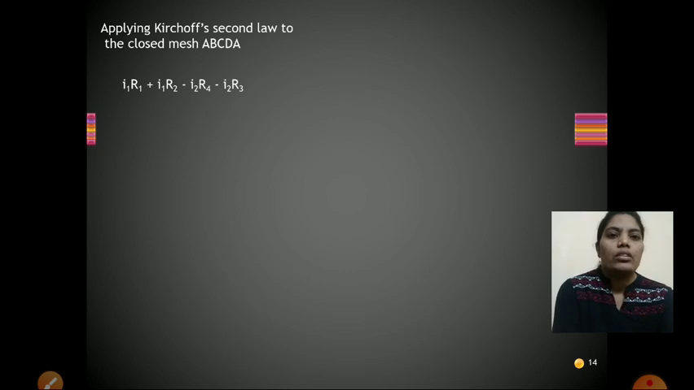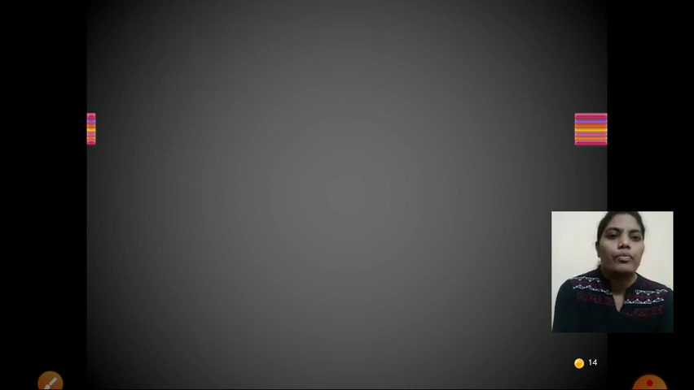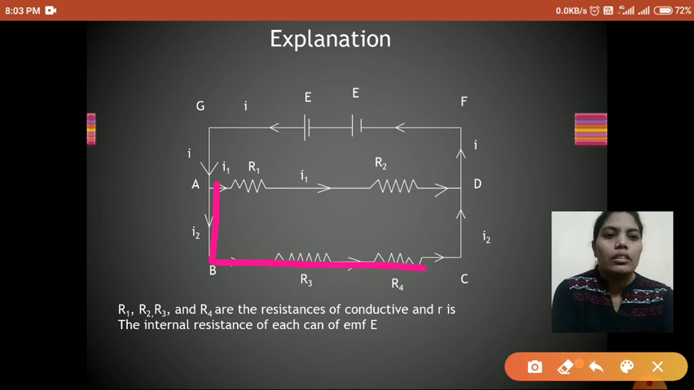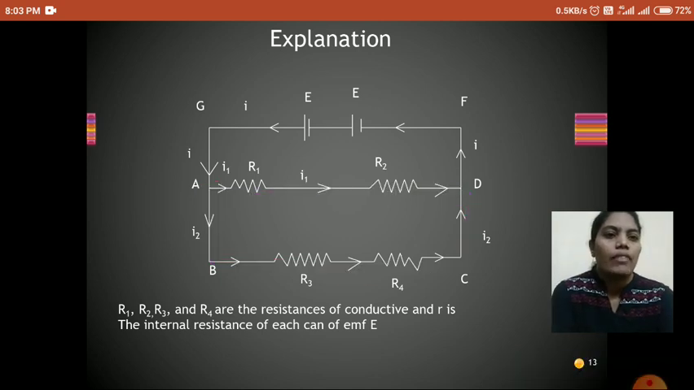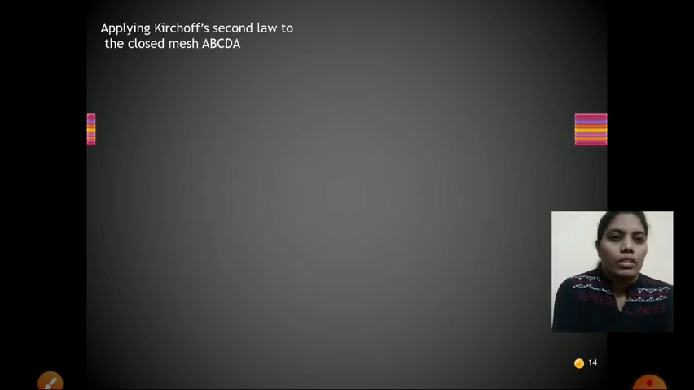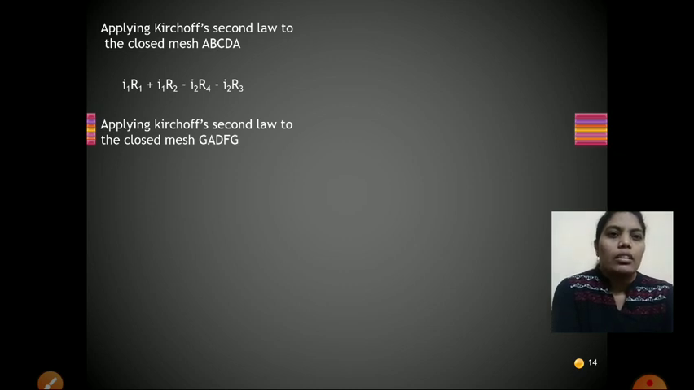Now applying Kirchhoff's second law to the closed mesh ABCDA. So what is the mesh ABCDA? Let me show you. This is the mesh. In this we have I2, R3, R4, R2 and R1 and also I1. So using the sign convention, I1 R1 plus I1 R2 minus I2 R4 minus I2 R3 is equal to 0. I missed the 0 here. And why are I2 R4 and I2 R3 minus? Because the current flow is opposite to the direction of the loop.